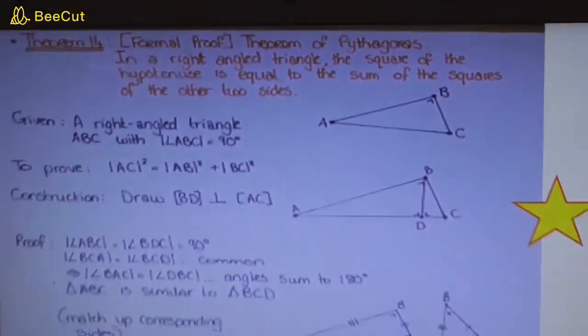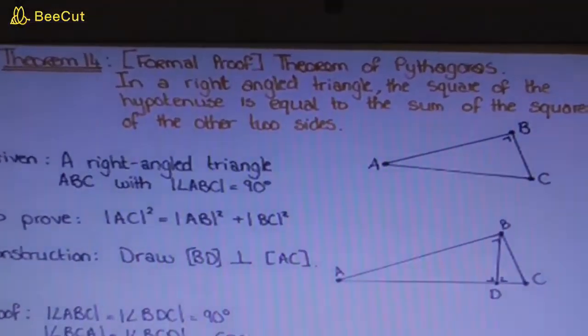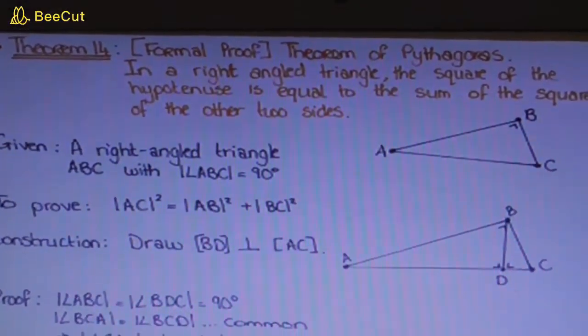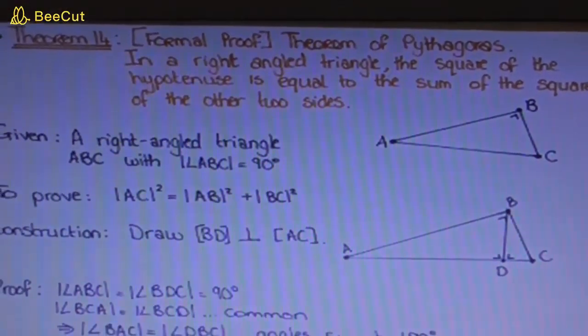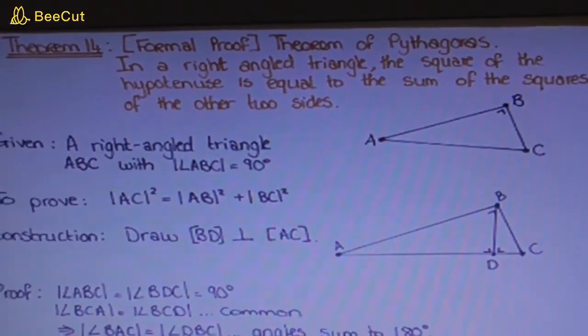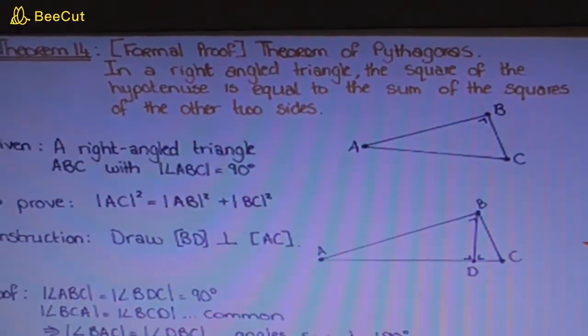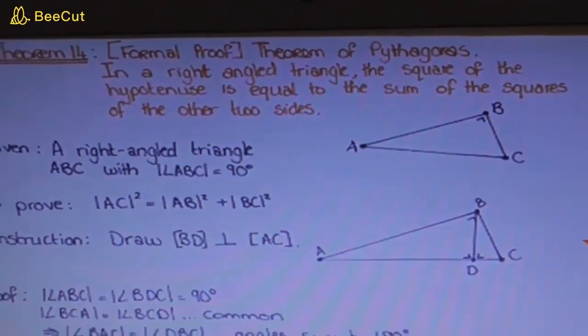Theorem 14 is a formal proof, so I've put a star on it. So the theorem states, it's the theorem of Pythagoras. In a right-angled triangle, the square of the hypotenuse is equal to the sum of the squares on the other two sides. So that is your theorem of Pythagoras.